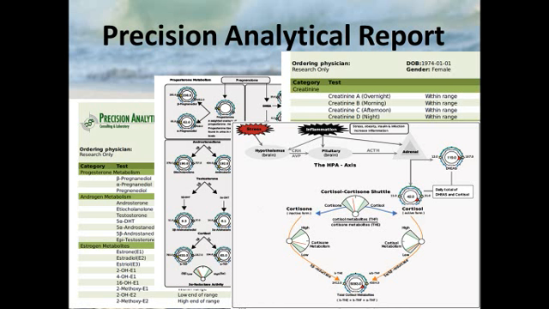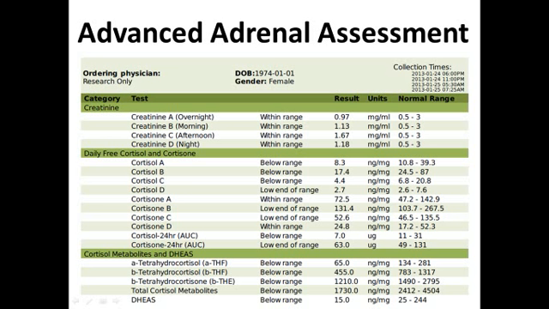We're continuing our series of tutorial videos to assist you in interpreting laboratory results from Precision Analytical. So in this session, we're going to be discussing the advanced adrenal assessment. So we're looking at cortisol and cortisone values along with their metabolites and DHEAS.